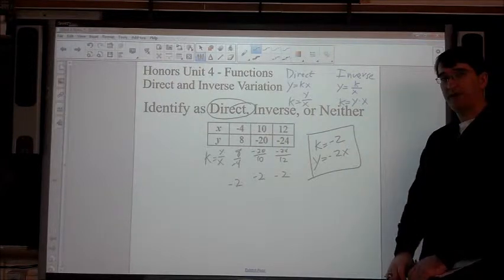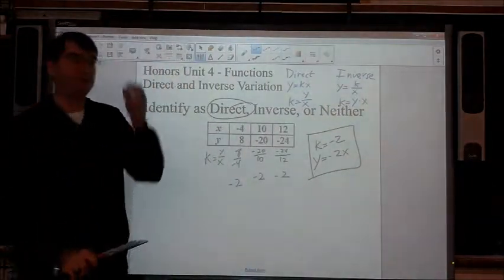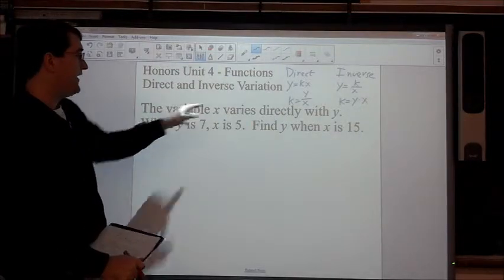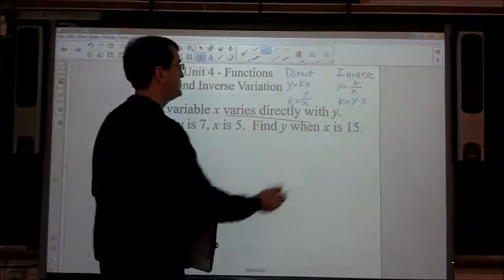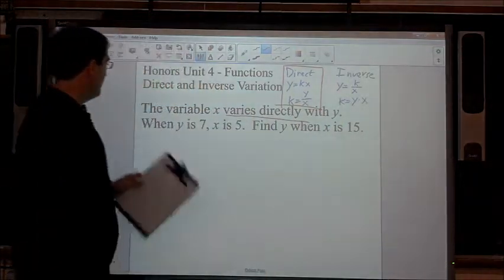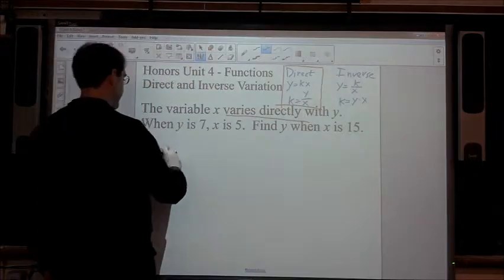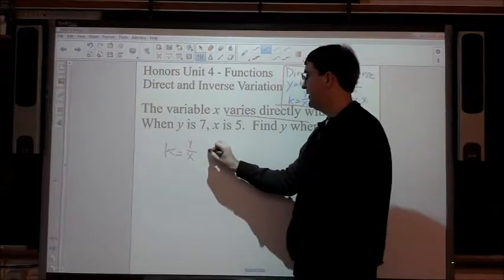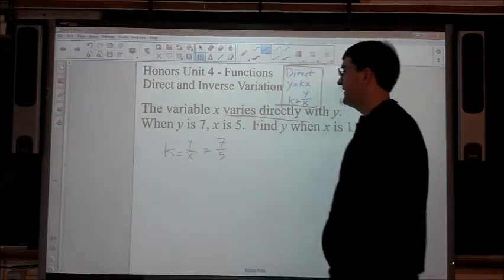So we have that. The second type of example that you could look at, though, is where you're already told what type of variation it is. So, for example, the variable x varies directly with y, which means we're looking at direct variation here. When y is 7, x is 5. So we can then find k. We know that k is supposed to be equal to y divided by x because this is direct variation, which means then that we have that k is equal to 7 divided by 5.